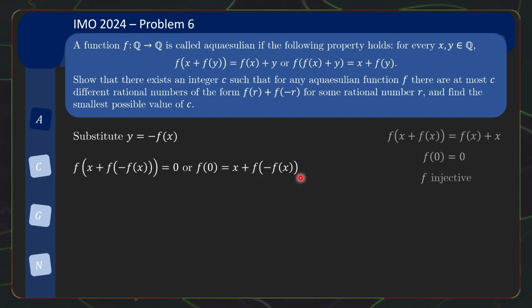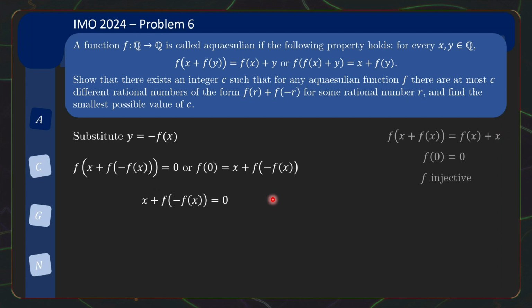It might look a bit disheartening at first, but you need to apply your f(0) equals 0 logic. First, f of something equals 0, f(0) equals 0, and f is injective, so this something must be 0. So x + f(-f(x)) equals 0. The first equation gives us this.